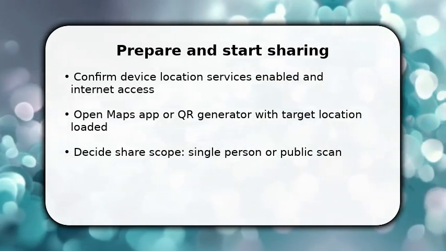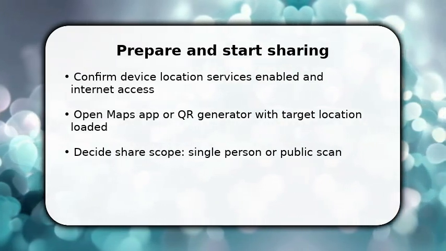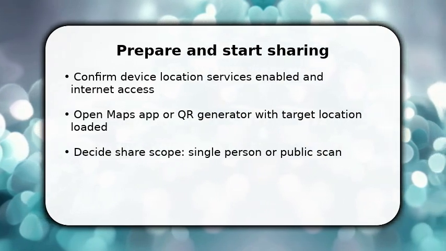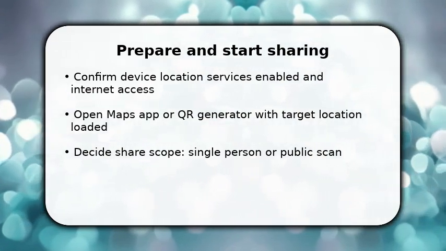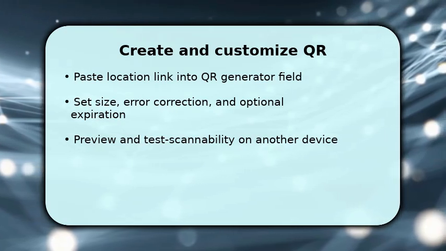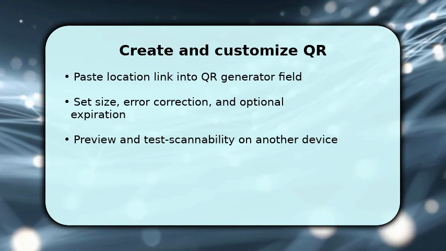Make sure to choose the correct map provider if you need routing. If privacy matters, set link expiration or restrict who can view before creating the QR code. You now paste the exact map link or coordinates into the QR tool and pick settings. Higher error correction increases scan reliability but larger file size.